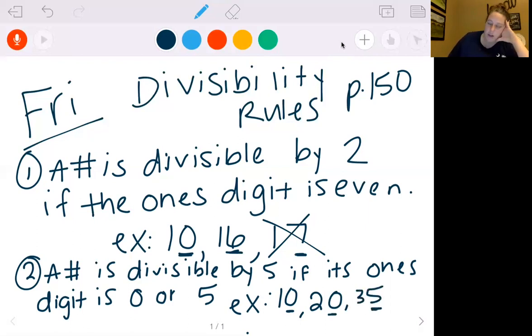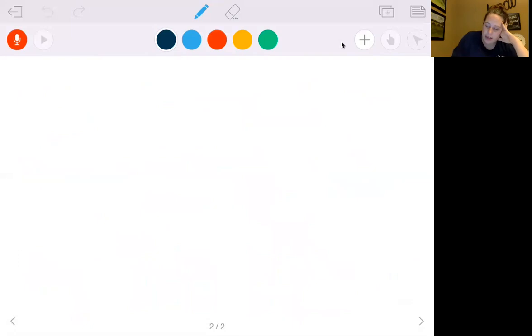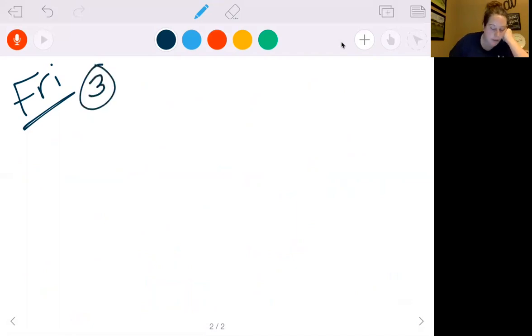35, the ones digit is a 5, so yes, it can be divided by 5. If I gave you 18, the ones digit is an 8, which is not divisible by 5 because it doesn't end in a 0 or a 5. Okay, let's do rule 3.